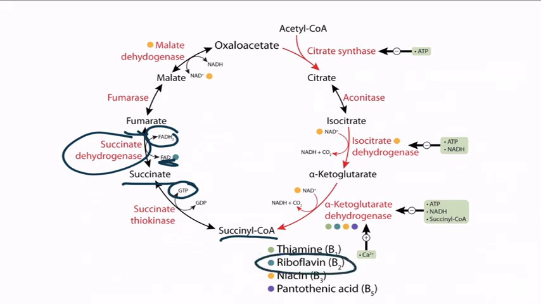The seventh step converts fumarate to malate by the enzyme fumarase. The eighth and final step converts malate to oxaloacetate by the enzyme malate dehydrogenase and produces NADH in the process. Notice that this step also requires niacin, or vitamin B3, as a cofactor for the enzyme and in order to produce NAD. Okay, let's review with another question.